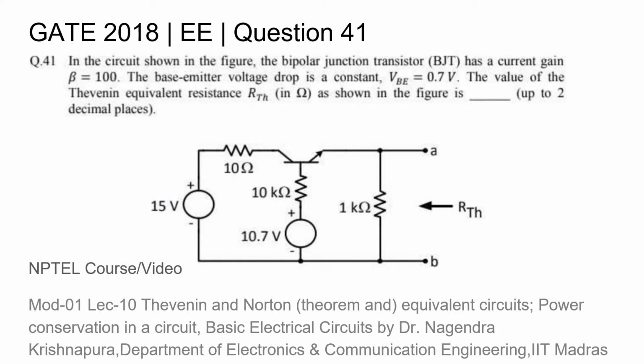This is question 41 from the GATE 2018 EE paper, in which we are given an NPN-BJT based circuit and we are asked to find out what the Thevenin equivalent resistance is as seen from the AB terminals. Underneath the question, you will find the title of the NPTEL course or video relevant to this topic.